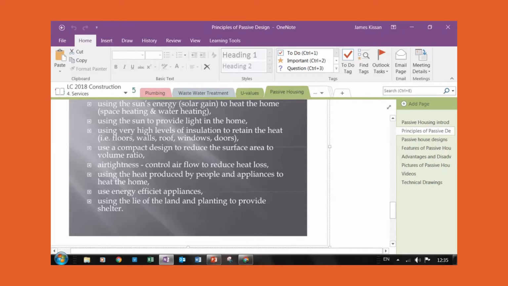Now, the next principle on passive design is to use energy efficient appliances. So we've covered that. Now, use the lie of the land and planting to provide shelter. So we've looked at the positioning of the house. We put it south facing, we put trees at the back of the house. Or, using the lie of the land, you wouldn't place a house up on top of a hill where it's exposed to the elements. You put it in a sheltered area, down in a valley, assuming that it's not on a floodplain.